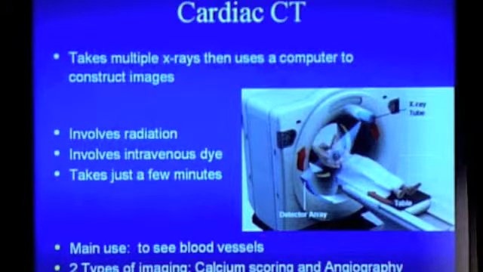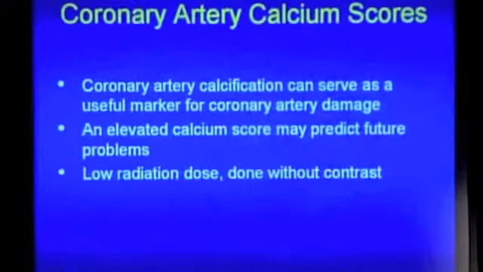So the main use of the CT at this point is to directly visualize the blood vessels. And the other use is to do calcium scoring, which is to see how much calcium has built up in the blood vessels. So we can either, and to do that, we don't give contrast, or we can give contrast and then look at the lumens of the arteries themselves.